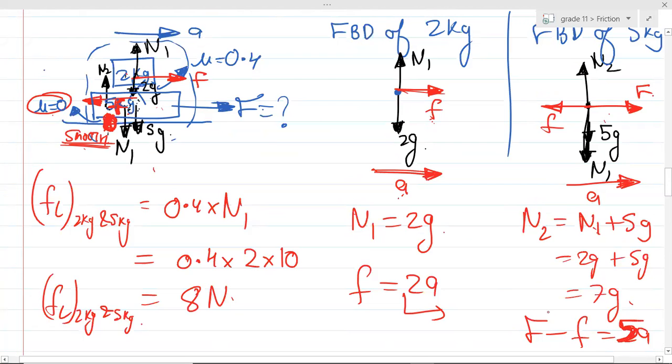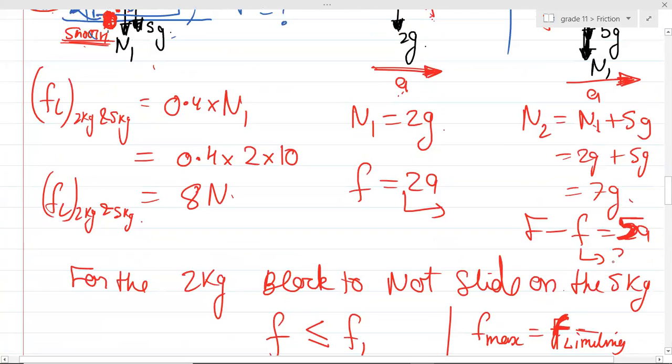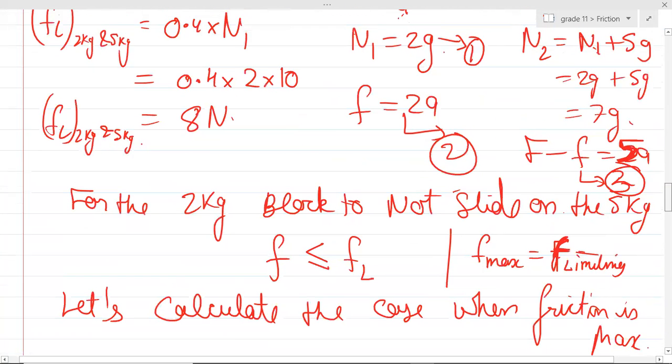Is this clear, guys? The two equations in the horizontal direction. I think it is clear, right? Equation number 2 and 3 are clear to everyone. Yes or no?